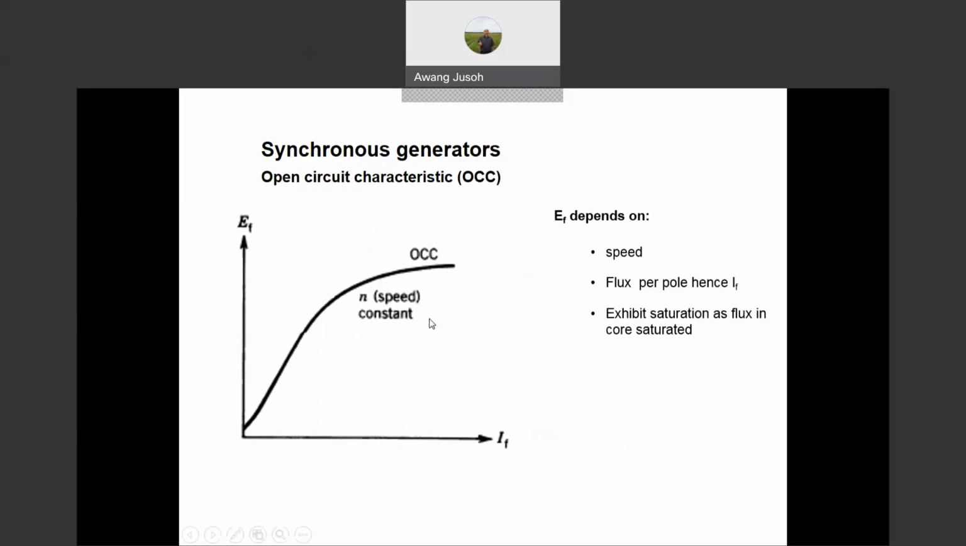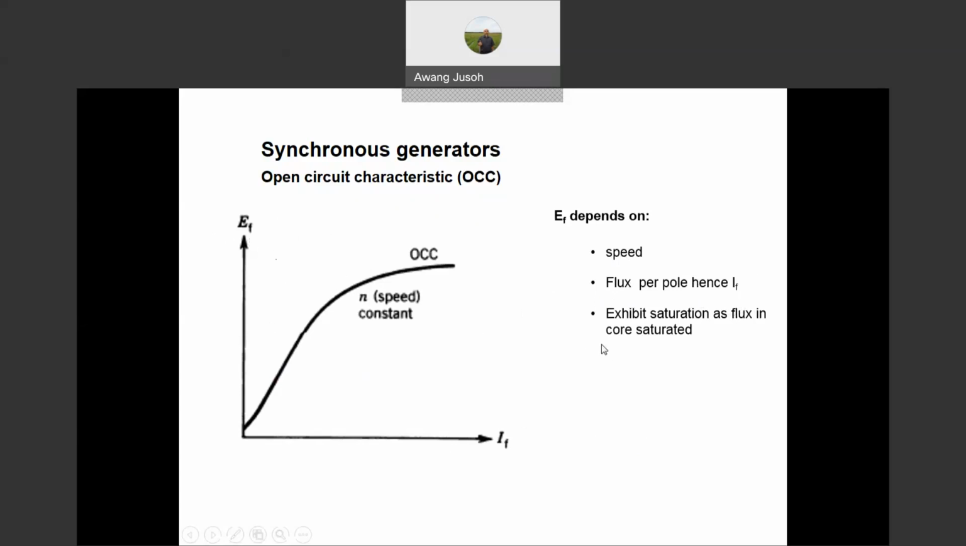Again, EF depends on the excitation voltage and on the speed. The bigger the speed, the bigger the voltage. The bigger the rotor speed, the bigger the voltage produced. And also the flux per pole, hence IF. If IF is bigger, the excitation current is much bigger, then we can have more flux. More flux means more voltage induced.